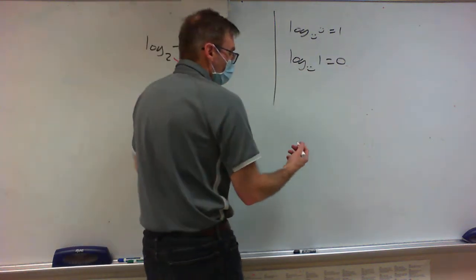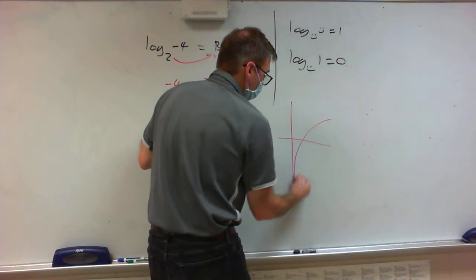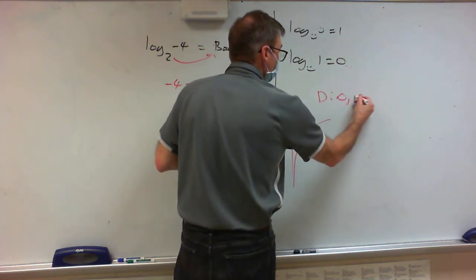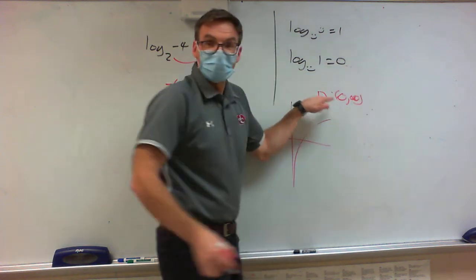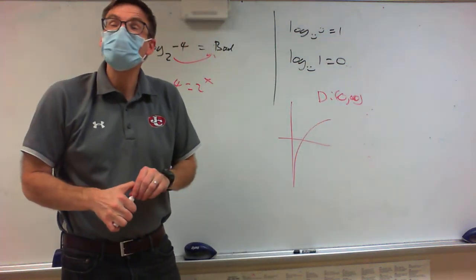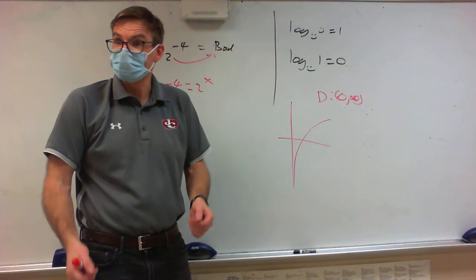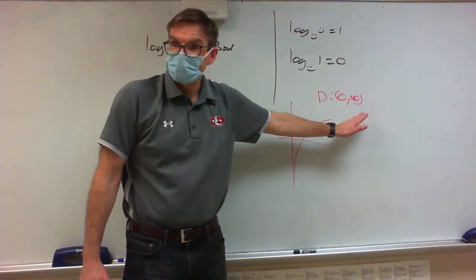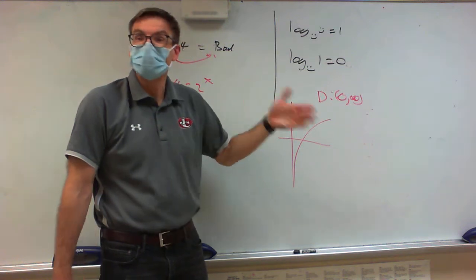The domain for our logarithmic graph, because our graph kind of looks like this, was 0 to infinity. Remember that was our domain? Domain, those are legal values. Those are the values you can use. Notice you can only use positive values, right? There's nothing to the left, so you can't plug in a negative.